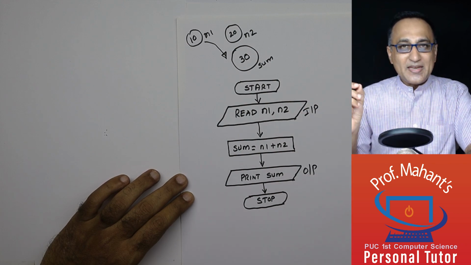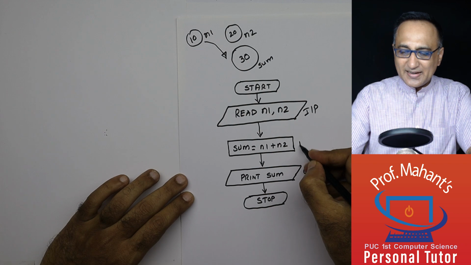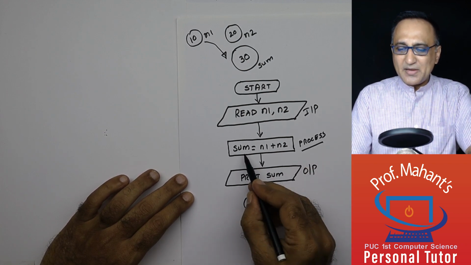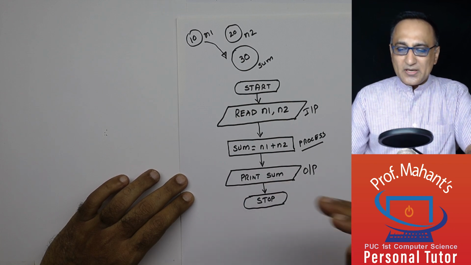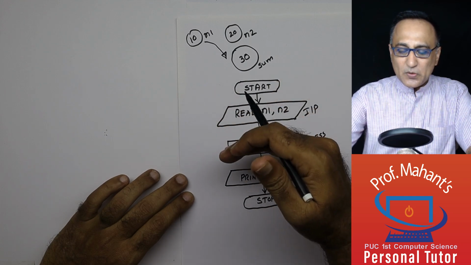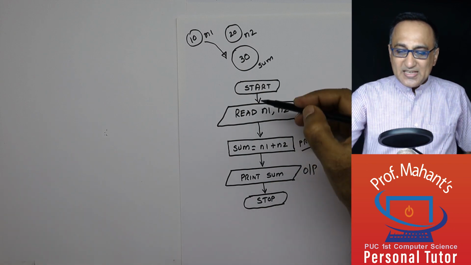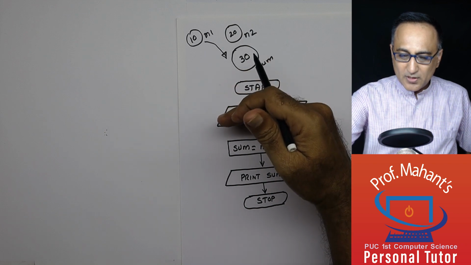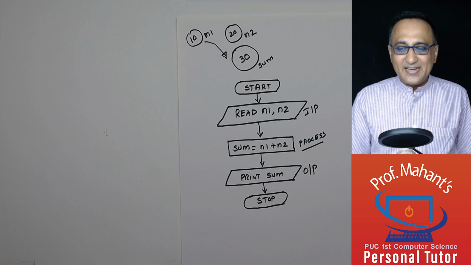Now, if I am doing any calculations or computations, anything which involves arithmetic or the CPU, I am going to use the rectangle. This is known as the process. Here I am calculating n1 plus n2 and putting it into sum. So here I have depicted the logic in a sequential fashion using graphical symbols. These arrows indicate the flow of the logic, which is flowing from top to bottom. So this is how a flowchart is really drawn.